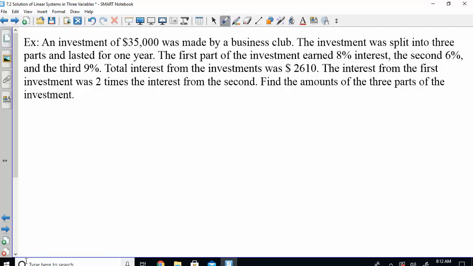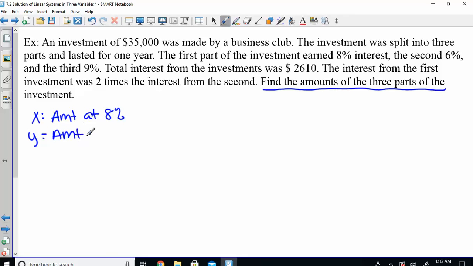So start with defining your variables. A good place to look is the question. I want the amounts of the 3 parts. So those are my variables. So x would be the amount at 8% interest. Y would be the amount at 6% interest. And z would be the amount at 9% interest.